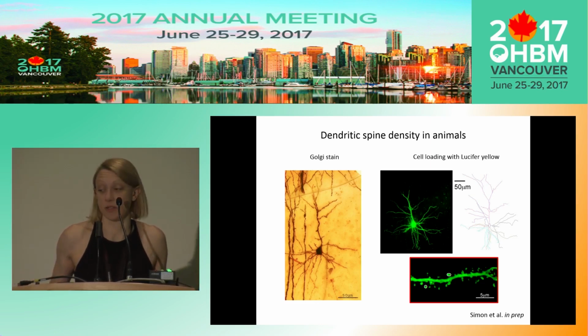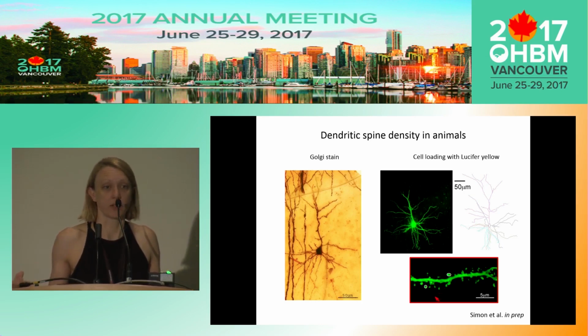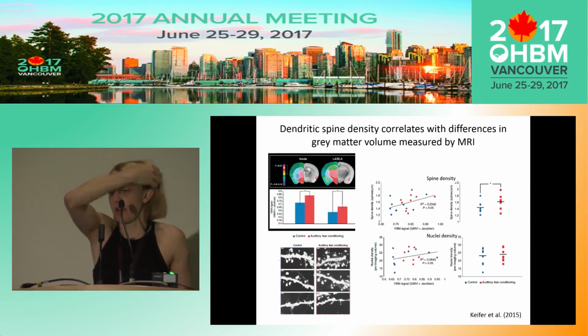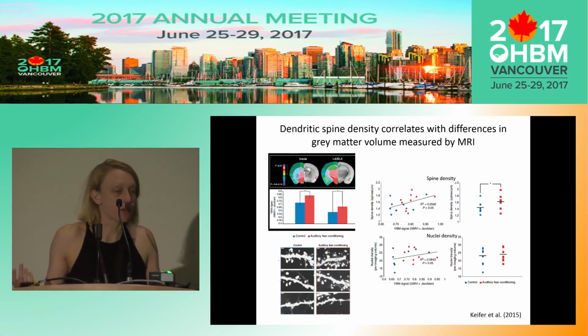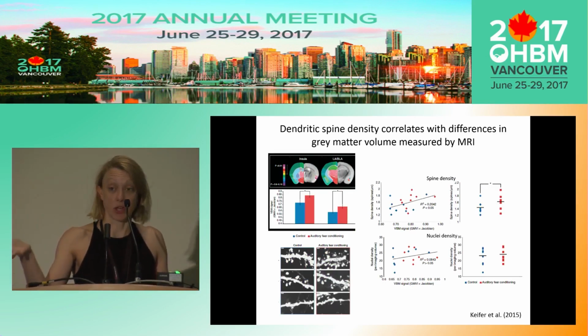It takes a long time to do this, and then you can image all the way to the ends of these neurons, and you can image spine density much more accurately. And this is the one bit of work from my lab that I'm going to show today. And this has been shown in rodents, for example, to correlate with differences between groups in grey matter volume.